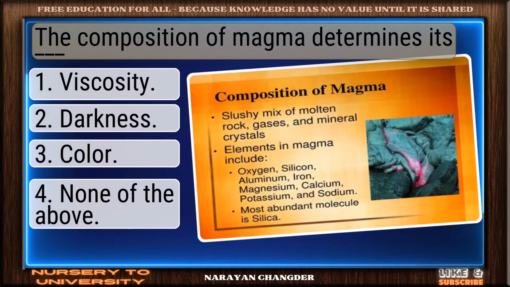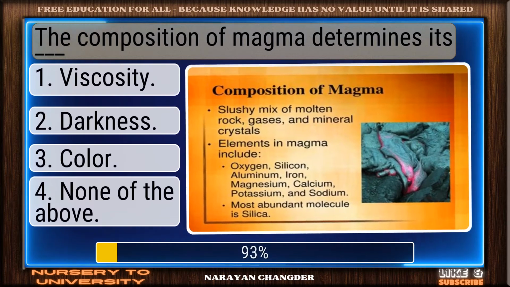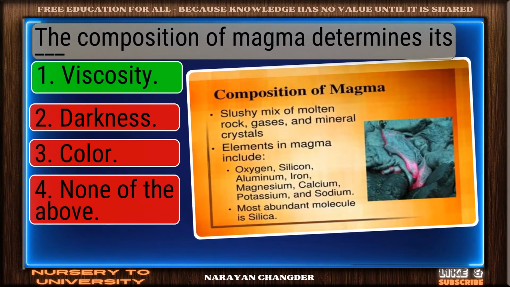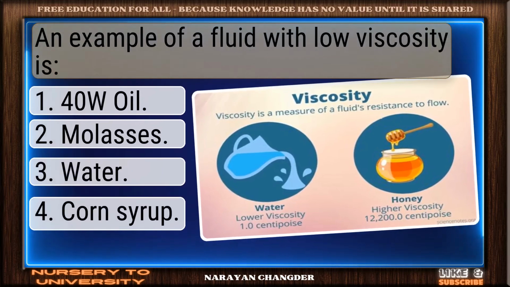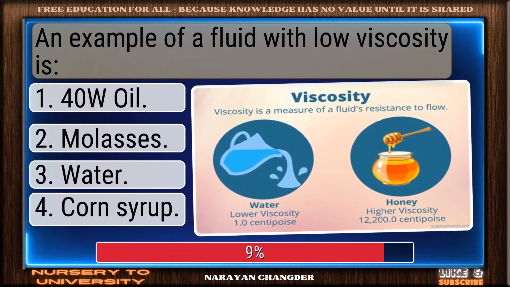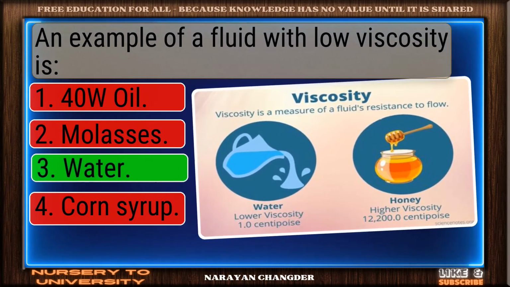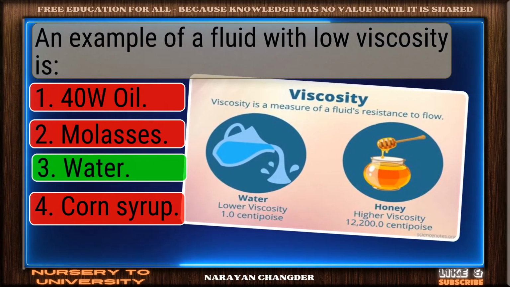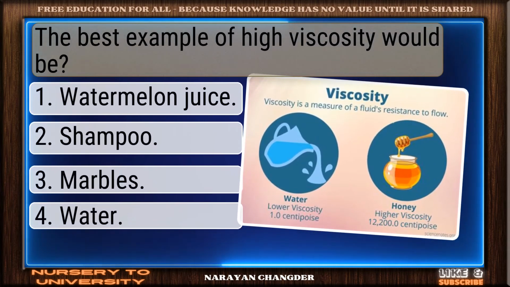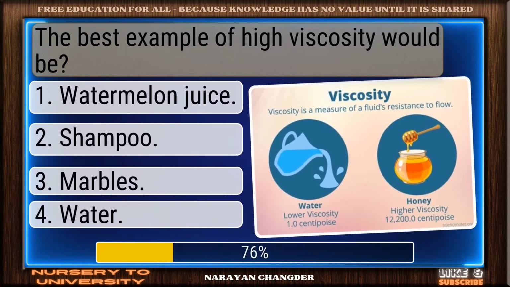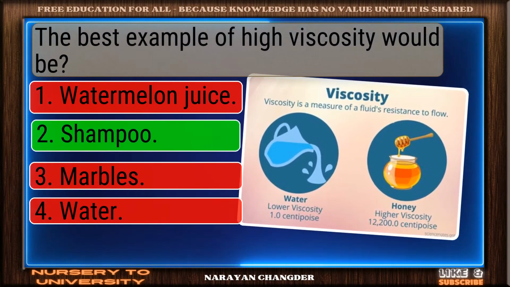The composition of magma determines its dash. Correct response. Viscosity is the most accurate answer. An example of a fluid with low viscosity is? Smart pick. Water is the correct choice. The best example of high viscosity would be? Great job! Shampoo is the accurate answer.